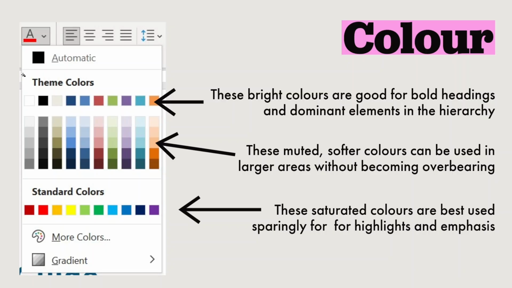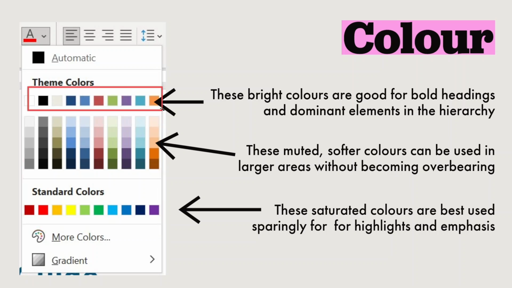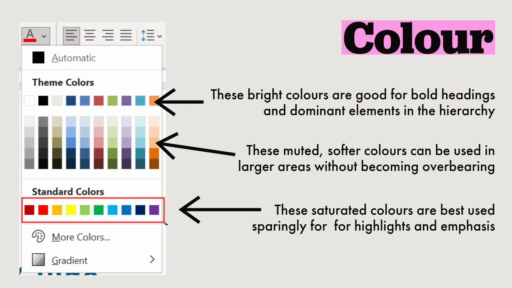So when you come to using this in PowerPoint or Word or whatever you're going to use, you've got a range of colors that you can choose from. Now, the bright colors that sometimes appear right up the top are good for those bold headings, those dominant elements where you might be drawing some attention to the content. And it's these muted colors here that are more like your mild chili. They're softer colors that we can use in larger areas without it becoming overbearing. Now, often you've got these standard colors here, and these are the super bright saturated colors. I would really use these very sparingly, only for small areas of highlights and emphasis.